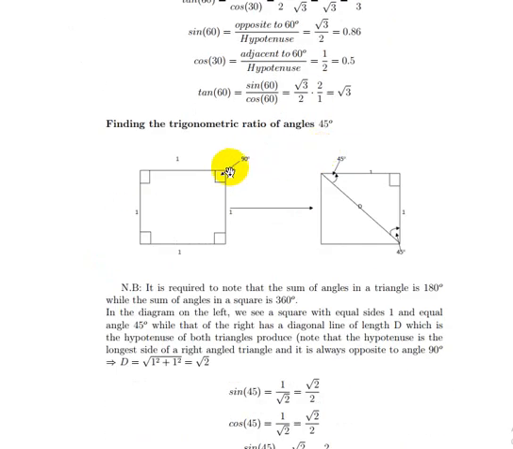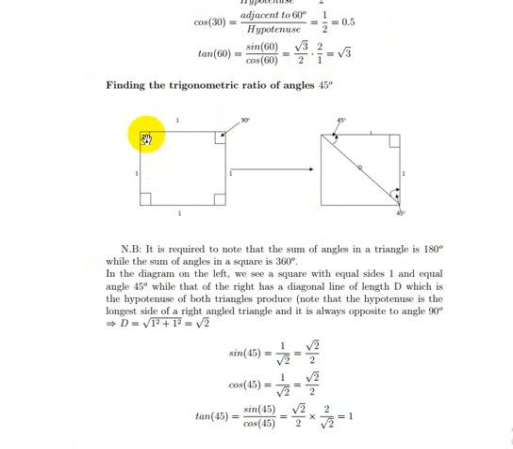Now, in order for you to calculate the trigonometry ratio for angle 45 degrees, what do you do? In this case, you're going to involve a square. We have two main characteristics of the square. The first is that all the sides are equal. The second is that all the angles are equal. And the next thing to put in mind is that the summation of the angles in the square is the double of that in the triangle.